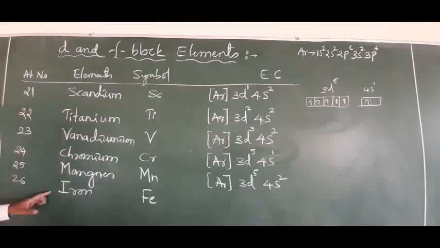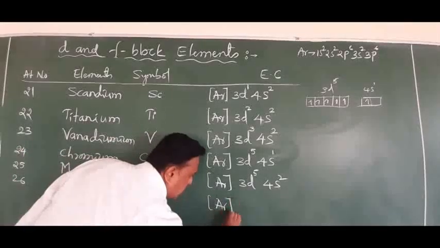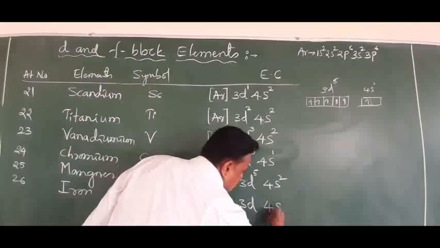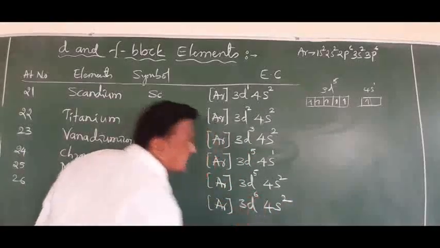Iron exists in two forms: ferrous and ferric. Yes, we will discuss that later. This is argon, 3d and 4s. Here, 4s2; for atomic number 26, the 3d has 6.